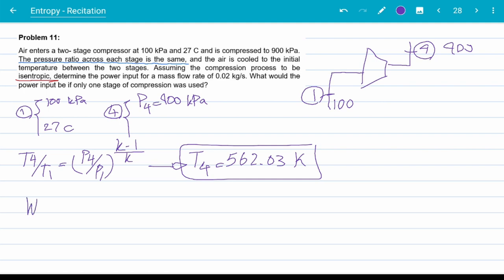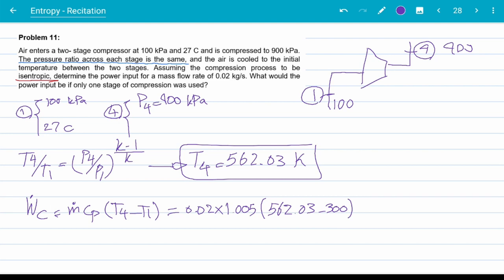Plugging it back into our equation for power consumption, m dot Cp (T4 minus T1), I get 0.02 times 1005 times (562.3 minus 300). And the power input of the compressor will be 5.267 kilowatts. Now, by using a two-stage compressor and using an intercooler between the two stages, we were able to reduce the work input of our compressor.